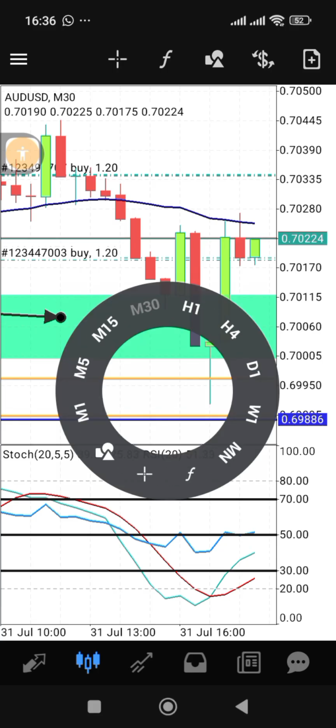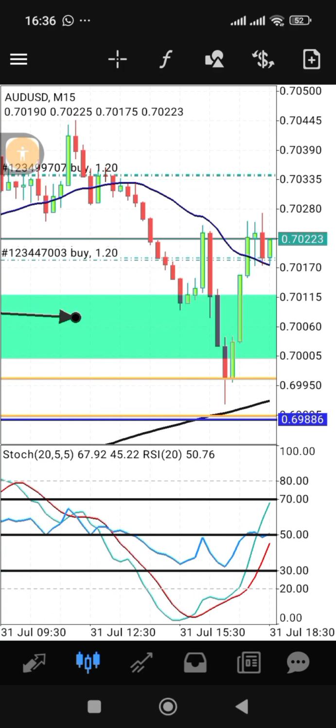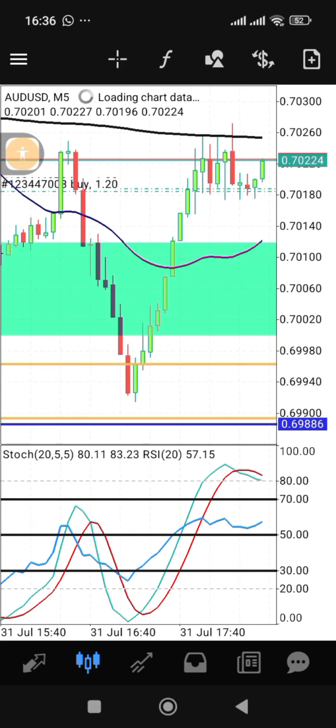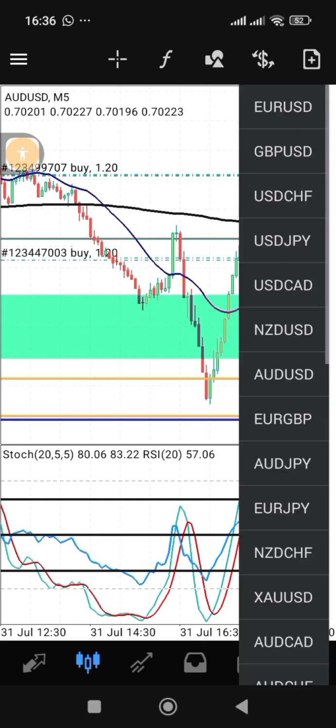Let's go to 15 minutes. This is what we are having in 15 minutes. We are expecting the market to go what? Bullish. Let's go to 5 minutes. This is what we are having in 5 minutes. Are you getting me now? This is what? An inverted head and shoulders pattern. But remember, the zone has not been tested. That is AUD USD. Let's go to another one.